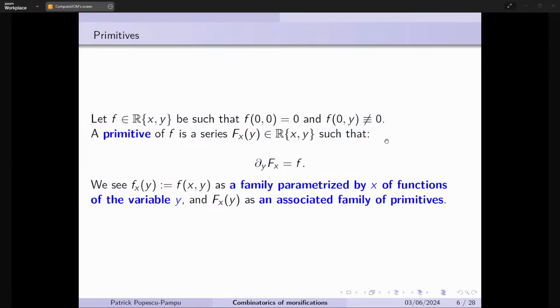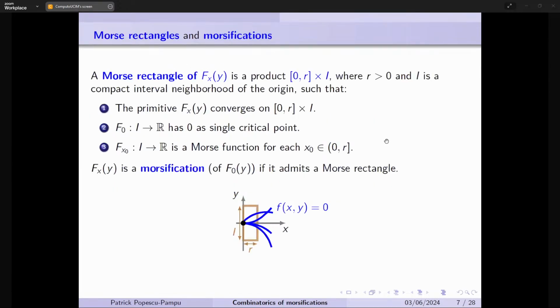So we look at this situation as a family parameterized by x of functions of the variable y, and this primitive as an associated family of primitives. So why do we need this? We need 2 pages to explain why we play both with functions and primitives.